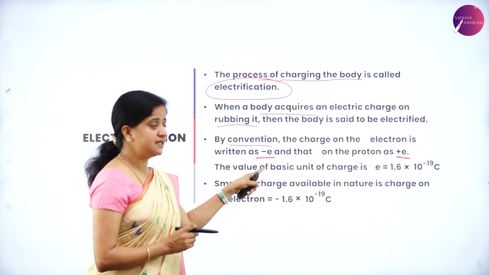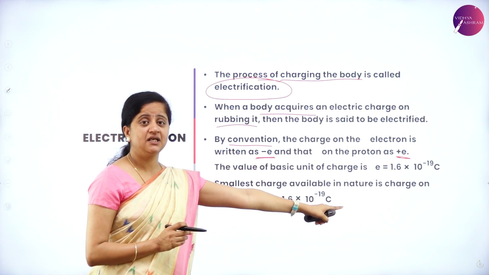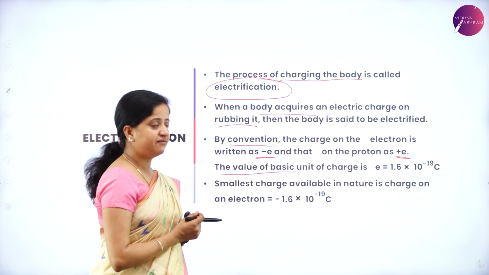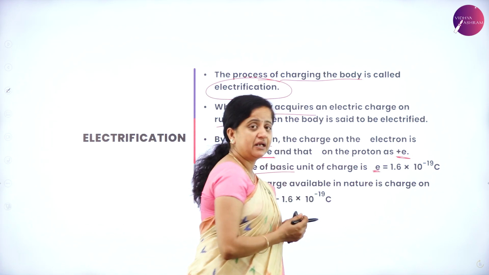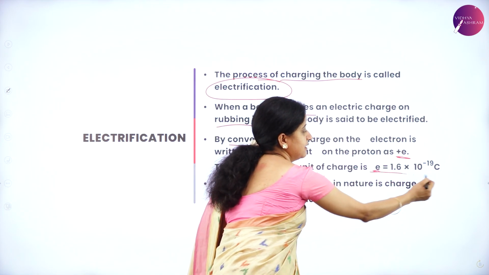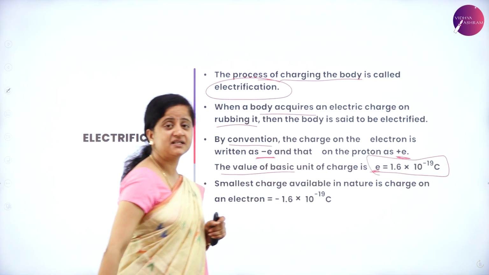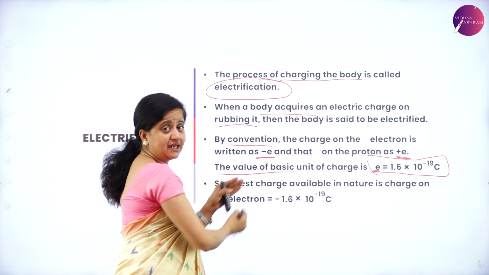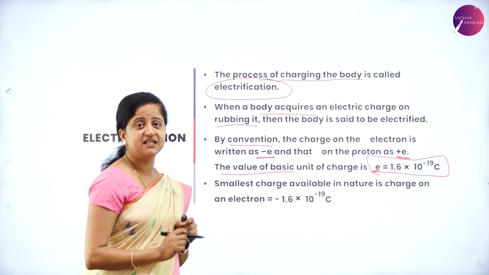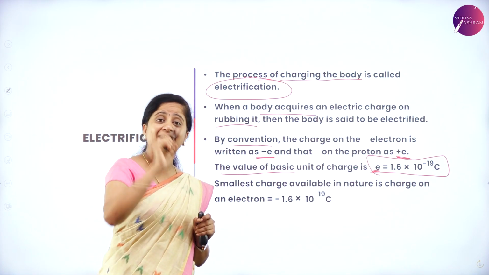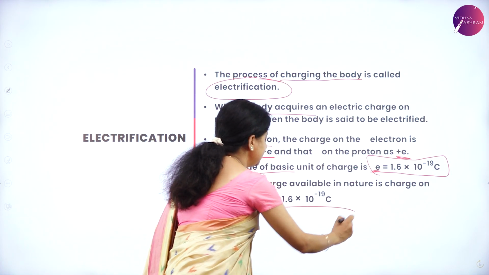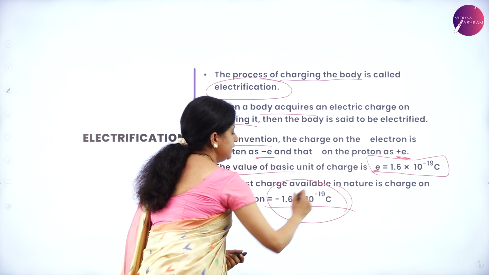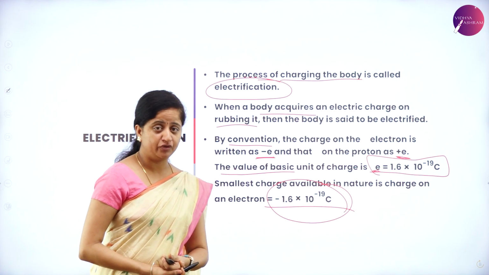So minus e is the charge on an electron, plus e is the charge on a proton. So the basic value of charge is given by e, and it is 1.6 into 10 power minus 19 coulomb. Since the electron is termed as minus e, the smallest available charge in nature is the charge on the electron, and it is given as minus 1.6 into 10 power minus 19 coulomb. So this value is very important from an examination point of view.